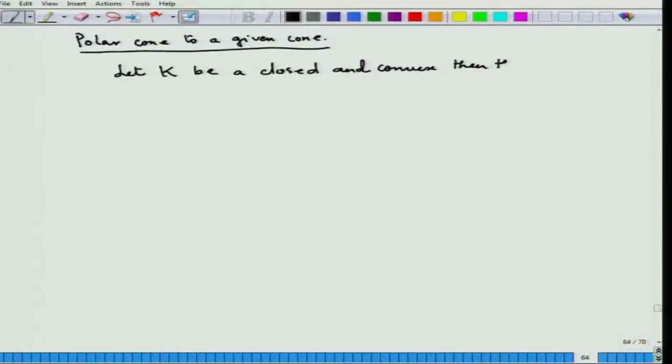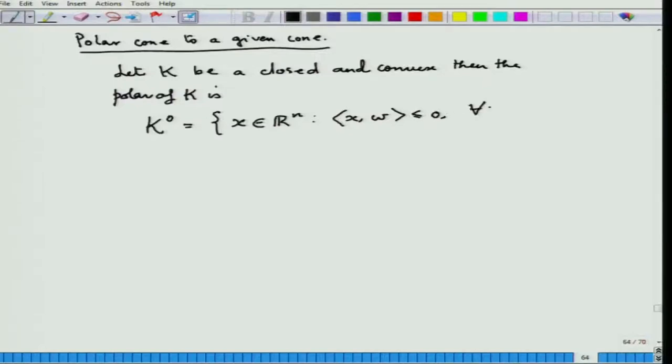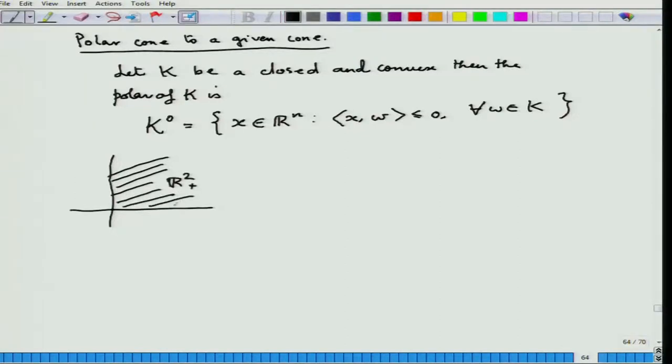Then the polar of K is the set of all x in Rn such that x times w is less than or equal to 0 for all w in K. So, if that is my definition, then let me take the simplest example, R2+. Take any w in K, R2+, take any w here.